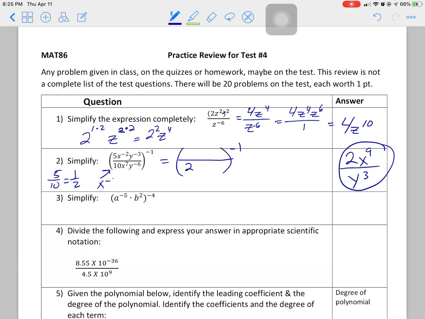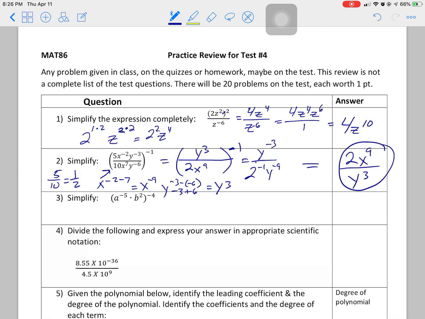X to the negative 2 minus 7, right, because it's a division, is x to the negative 9, which means that goes down here. And then y to the negative third minus a minus 6 is the same as negative third plus 6, which is y to the third, which means it belongs on top. And then because the whole thing's to the negative 1, it gets reversed. So everything gets flipped, and you end up with that again.